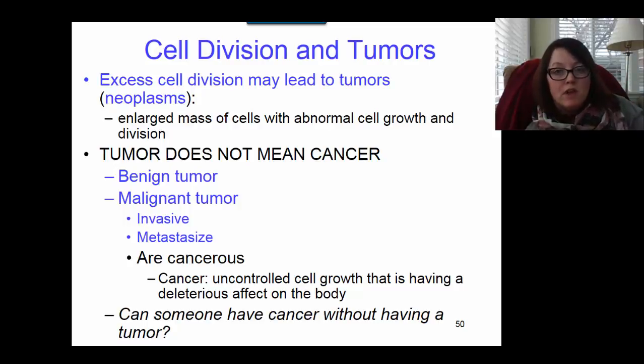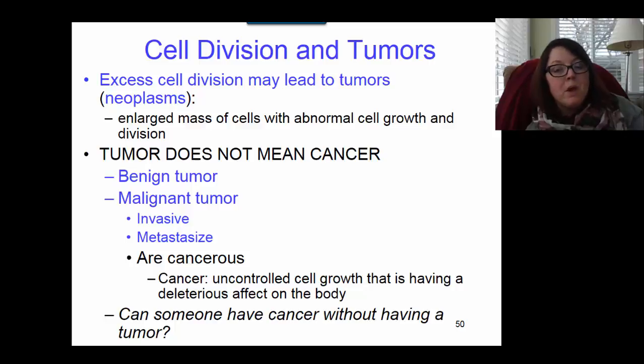Normally, cell division is very carefully regulated. We have multiple proteins inside of our cells that regulate cell division. However, sometimes excessive cell division does occur, and that can lead to tumors. Fancy name for tumors is a neoplasm. So a tumor is just really an enlarged mass of cells that are exhibiting abnormal cell growth and division. Tumor does not mean cancer. Right? Benign tumors are not cancerous. Malignant tumors are cancerous. What makes cancer cancer is when you have uncontrolled cell growth that's having a deleterious effect on the body. And deleterious is just a fancy word for bad.